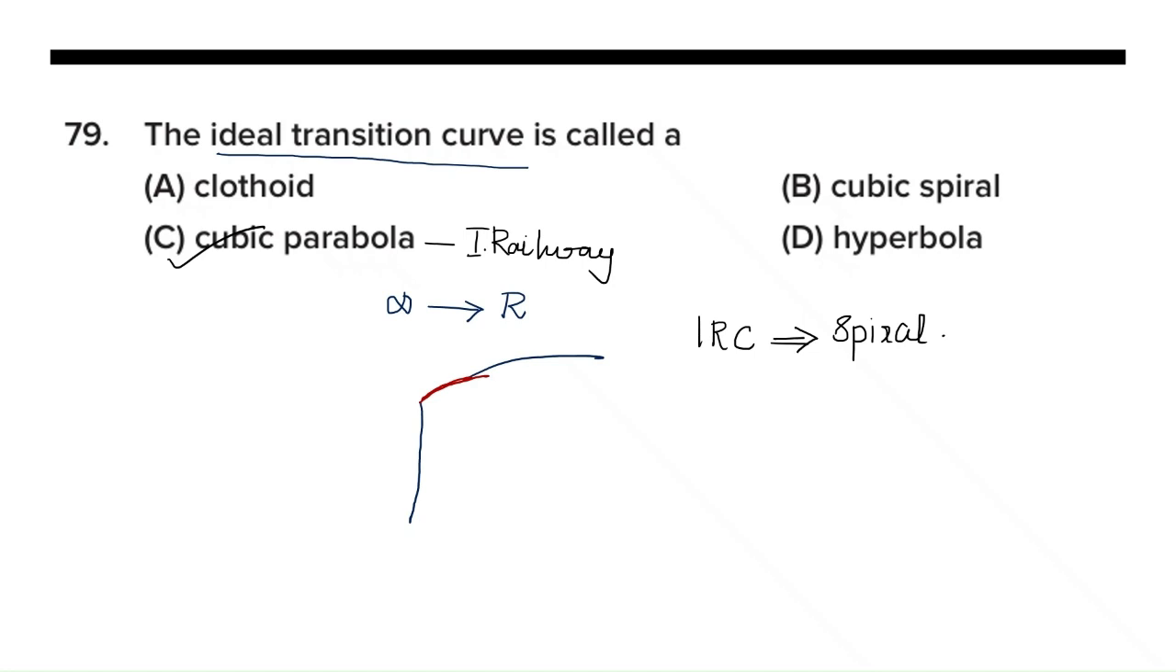But as per theoretical consideration, the best shape of transition curve is clothoid. So theoretically, ideal transition curve is clothoid. So our answer is option A, clothoid. If they are asking as per Indian Railway standards, it is cubic parabola. As per IRC, it is spiral. Theoretically, it is clothoid. So the shape of ideal transition curve is clothoid.